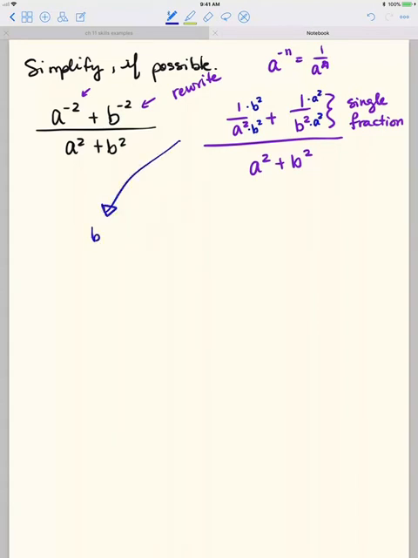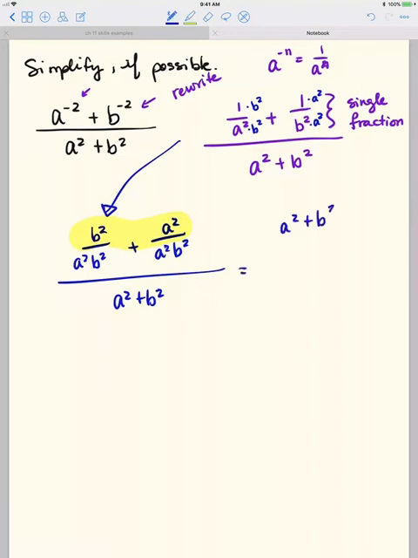So what we have now is b squared over a squared b squared plus a squared over, I guess I could write a squared b squared, it doesn't matter because it's multiplication, but our denominators are the same. And now I can add across the top, so that will give me a squared plus b squared over a squared times b squared. Again, you cannot simplify any of that, and that's all divided by a squared plus b squared.